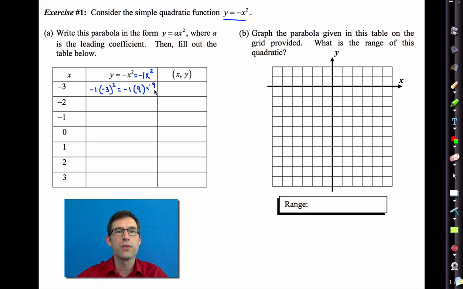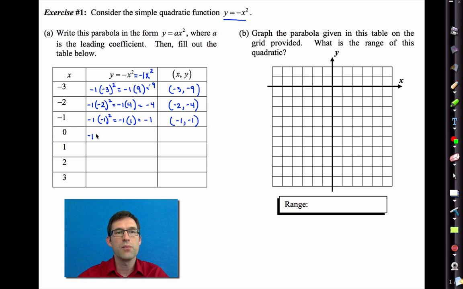Not a lot of room here. So I get the point negative 3, negative 9. When I have negative 2, I'll square it, get positive 4, and then multiply it by negative 1 to get negative 4, giving me the point negative 2, negative 4. Likewise, we'll just keep doing this. Keep plugging that x value in, squaring it, and then multiplying it by negative 1.